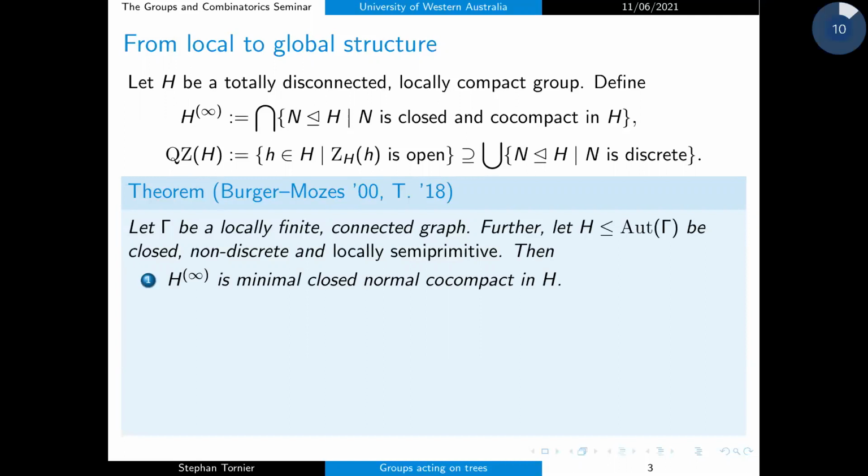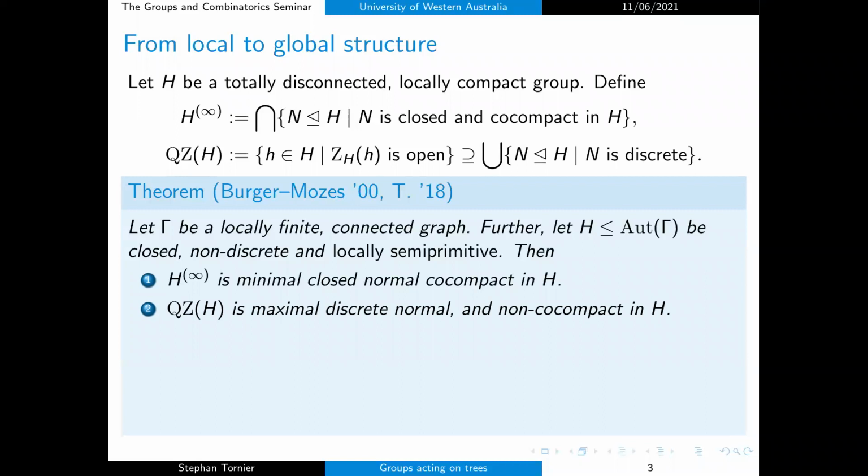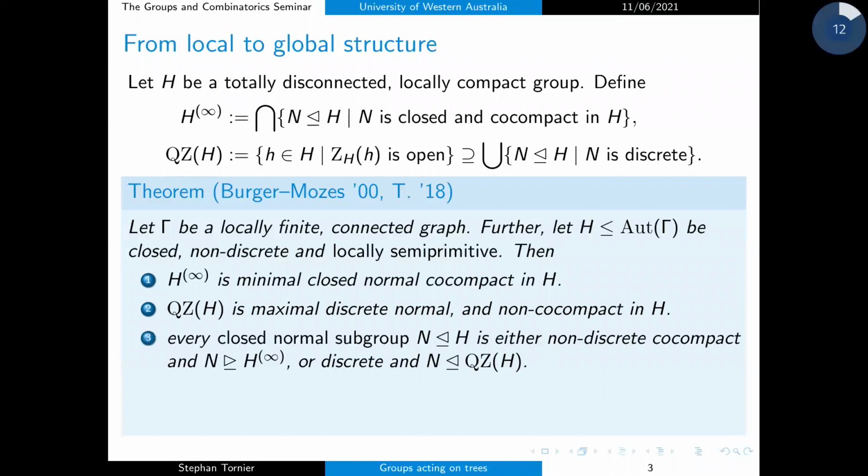This H infinity thing, it's still co-compact, it's still a big normal subgroup, and the quasi-center is still discrete, so it's still a small normal subgroup. And every other normal subgroup either sits above H infinity or below the quasi-center. So this statement number 3 is really saying that all normal subgroups, well, closed ones, are either big or small.